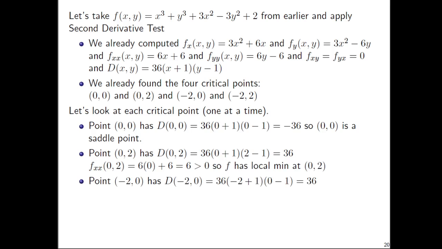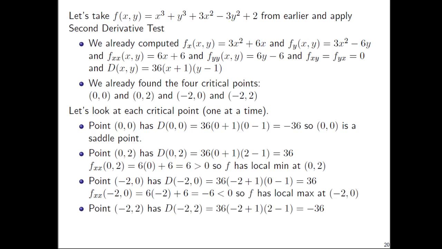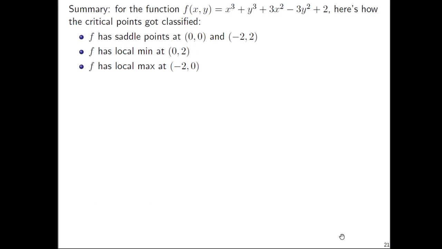Look at the point (-2, 0), discriminant is positive, 36. That positive means local extremum, so what kind? Well, compute f sub xx at (-2, 0), and you get a negative number, so you have a local maximum at (-2, 0). Finally, the point (-2, 2), that's the 4th and final critical point. The discriminant is a negative number, negative 36, so we again have a saddle point. There are 2 saddle points, and a local min and a local max. Right?